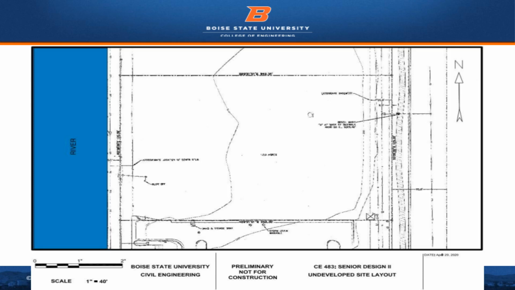Here, we can observe the undeveloped site as it was presented to our team. Our site is only accessible from the street on the eastern side, and a river flows in the north-south direction parallel to the western side of the site. There is a naturally occurring grade downwards from east to west of the site towards the river.